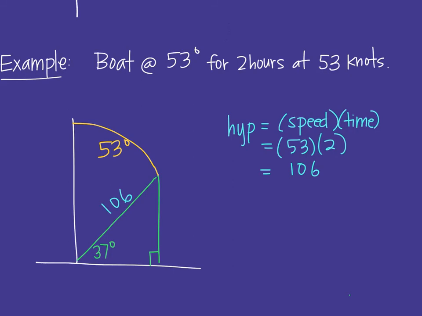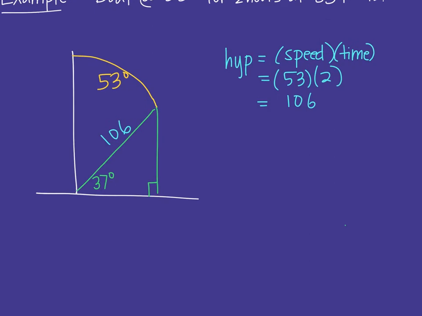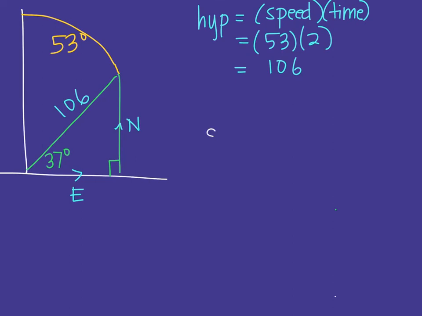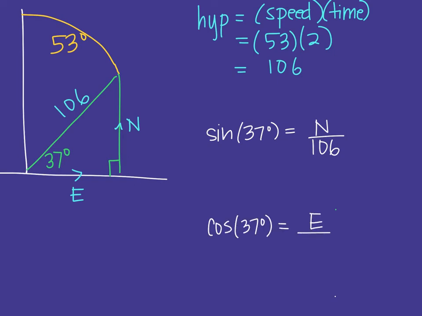Then to finish and label this reference triangle, I look at the sides. So the bottom side is pointing east, and the vertical side is pointing north, and so I have an east and a north side to figure out. The north side is opposite, so I'll do sine of 37 equals north over 106 and cross multiply on that. The east side is adjacent, so I'll do cosine, and that will be east over 106.